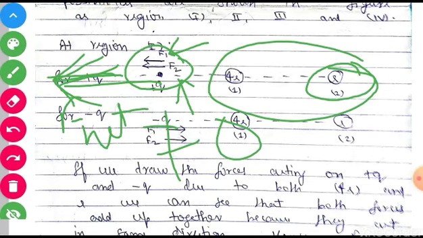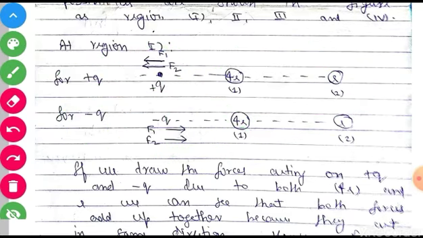But let's also check for minus q charge. Now when I put a minus q charge at this place, F1 and F2, which were repulsive earlier, will now be attractive in nature, because both the 4e and e charges will try to attract this minus q charge toward them.